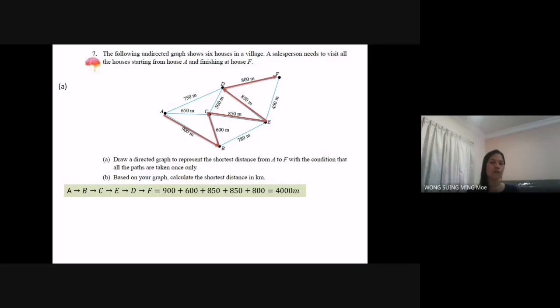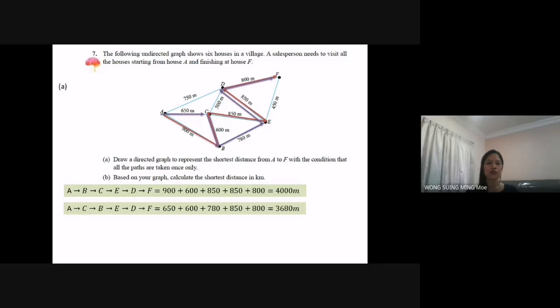And of course, we have another route. Okay, the purple color. So it means A go to C and B, after that E, and from E go to D, and from D go to F. So if I write all the distances here, A to C, 650, C to B, 600, B to E, 780, E to D, 850, and the last one, D to F, 800 meter. So total is 3,680 meter.